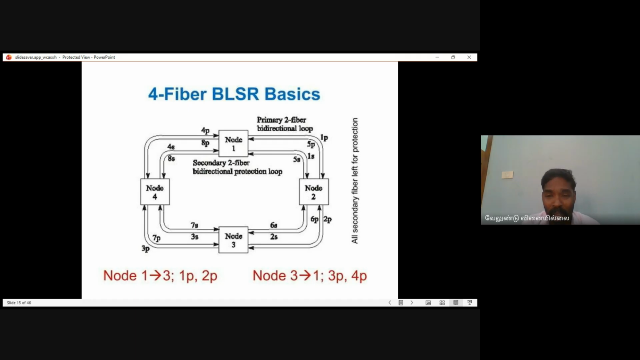So this 4 fiber BLSR basic is giving 4 fibers inside each node. It's connecting as a ring topology and bidirectional also. So due to the bidirectional, 4 fiber and ring topology, if there is any failure in any node, automatically the remaining parts act as active nodes. So it will give you better connectivity to all the nodes.